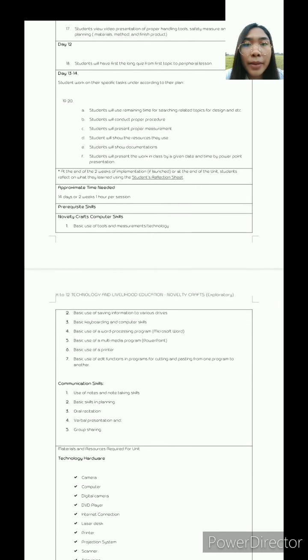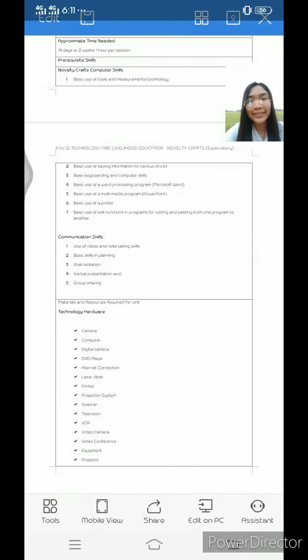Next, at the end of the implementation, students will have a reflection sheet to show what lessons they have learned and the outcomes of the day-to-day procedure lesson. After the daily procedure, we have the approximate time needed: 14 days or 2 weeks, 1 hour per session.